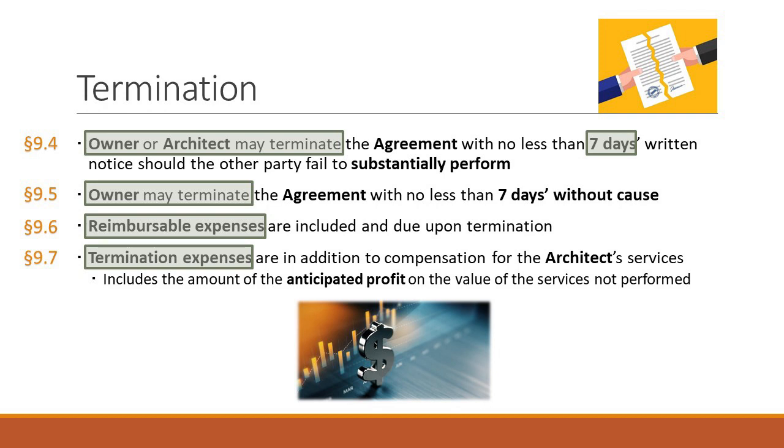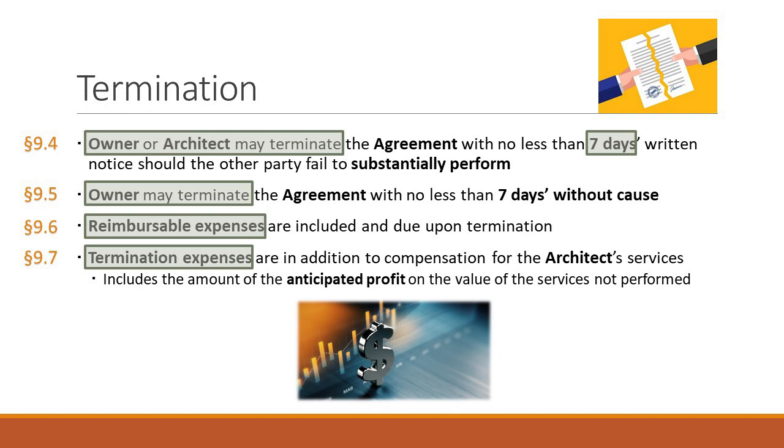But if none of the actions of the architect result in a substantial failure to perform, which is required in 9.4, how do I get out of this bad marriage? I'm stuck with an architect that's doing bad work, that we can't hit dates, but we can, and we're not sure. And I just have this bad feeling, and I'm spending millions of dollars on architectural fees, and I'm going to spend tens of millions of dollars on my building. How do I get out?